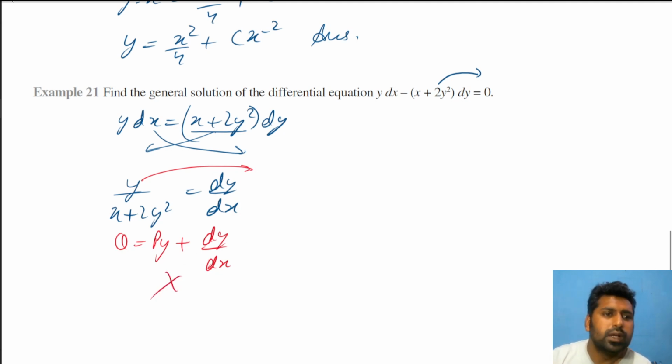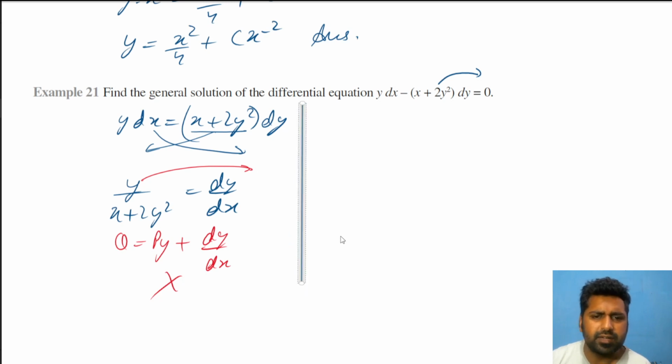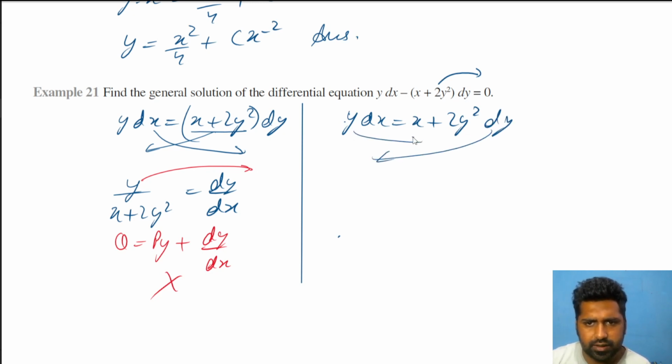So what do we do? Whenever you get stuck with dy by dx, try dx by dy. Usually that happens. If dy by dx is not working, go for dx by dy. Let's do the reverse now. This time y dx is equal to x plus 2y square dy. Take dy here, take y here. So dx by dy is equal to x plus 2y square upon y.